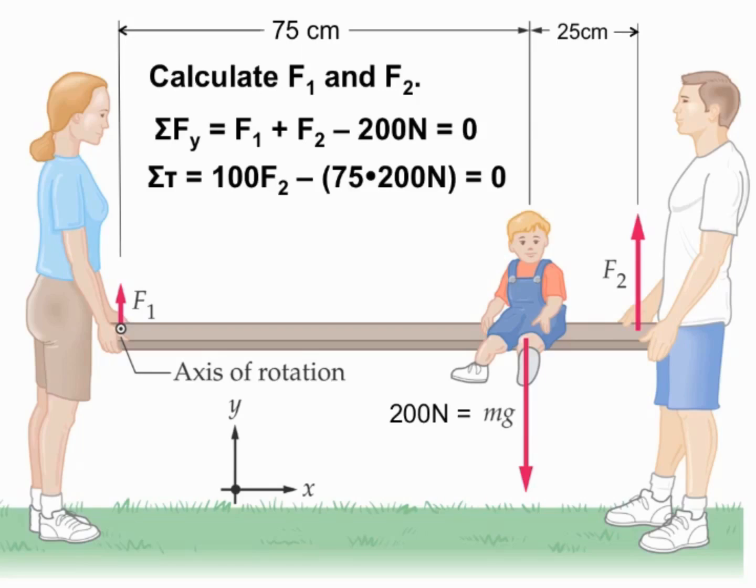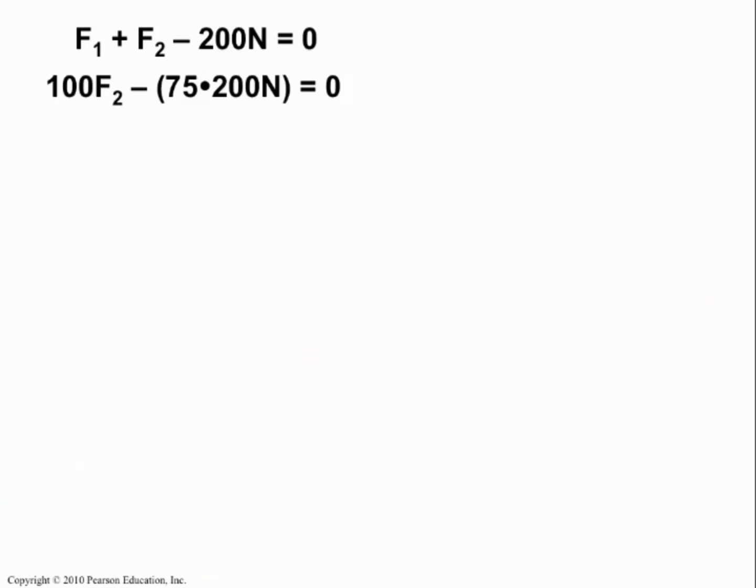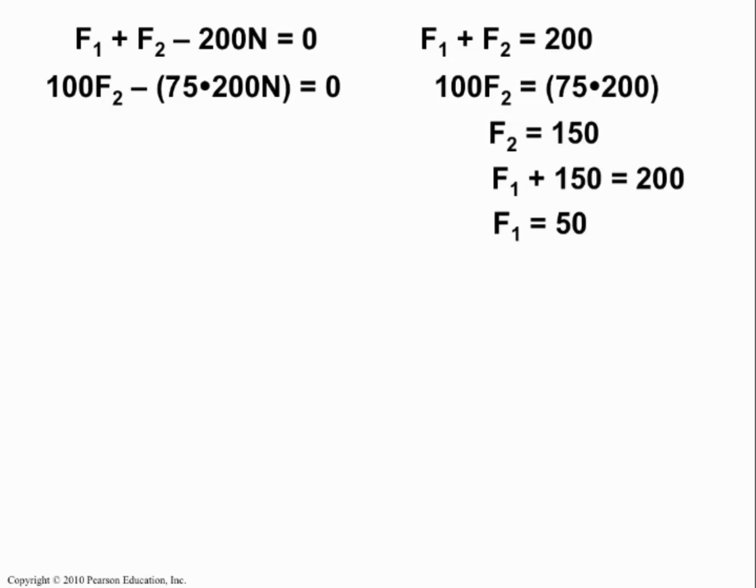Alright, let's continue the solution then to this problem. Carrying forward the system, we have F1 plus F2 minus 200 N equals 0, and 100 F2 minus 75 times 200 N equals 0. F1 plus F2 equals 200, 100 F2 equals 75 times 200, and then solving for F2, I get F2 equals 150, and F1 equals 50. So F1 equals 50 newtons, and F2 equals 150 newtons.